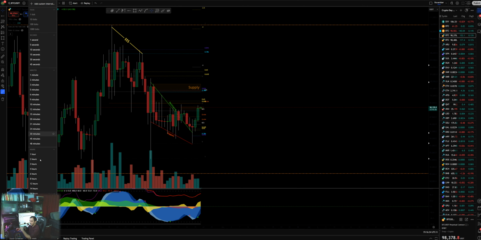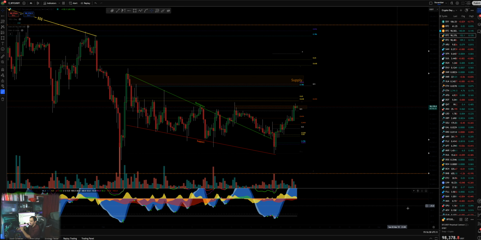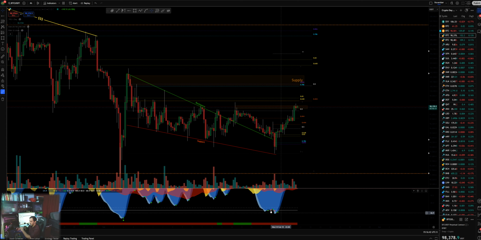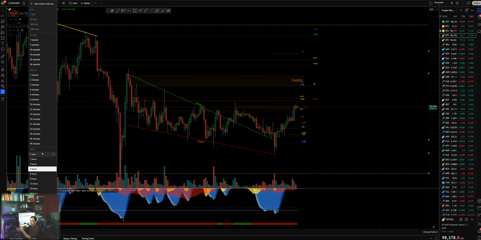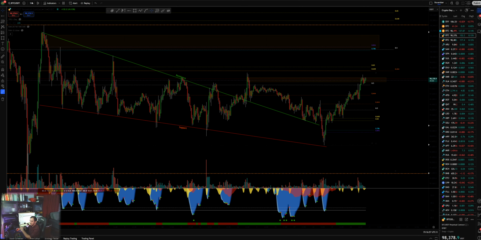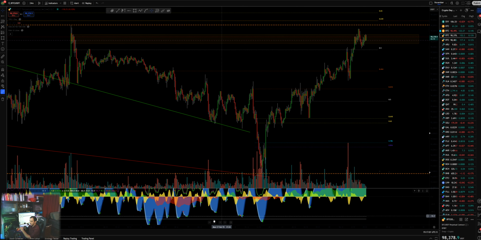I think, did 4 hour tell us anything? 4 hour, yeah, we had money flow making a higher low as well, but no bullish divergence. No, yeah. I thought we had some more confluences. Hourly did give divergences, and I think, yeah, 24 minute, 12 minute, yeah, we had the money flow and divergences as well.